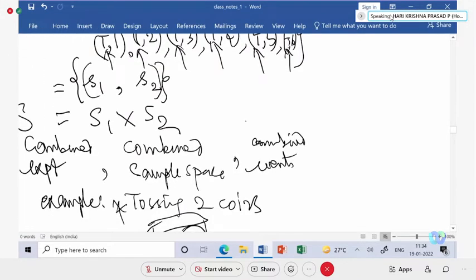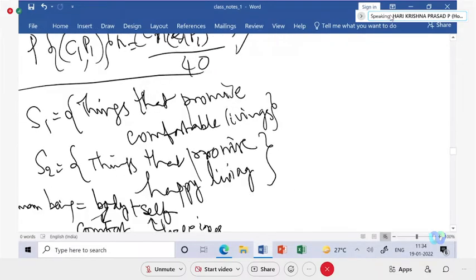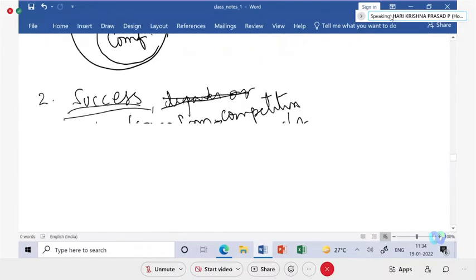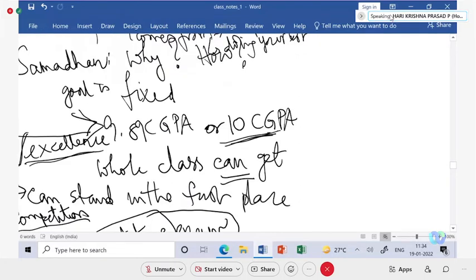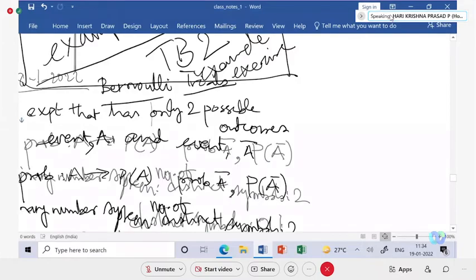We have seen several random experiments so far. One is tossing a coin, the other one is rolling a die. Yes, this is what we are referring to.